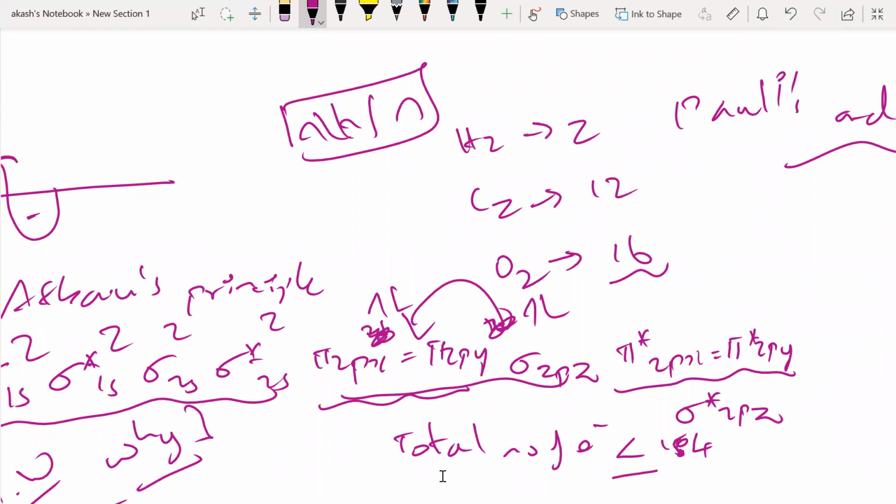Sir? Yeah, tell me. Sir, what if there's only one electron? Where will it go, pi 2px or pi 2py? Oh, it doesn't matter. You can put it in pi 2px or pi 2py.